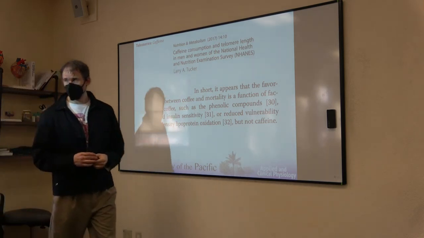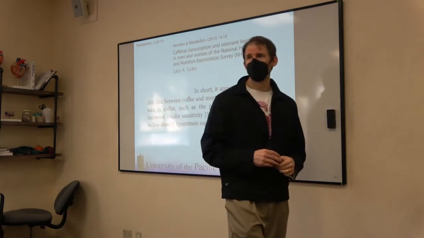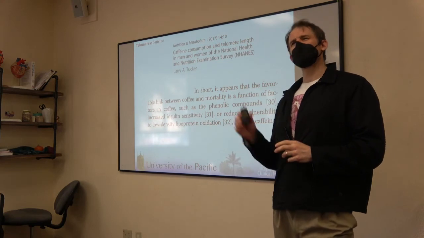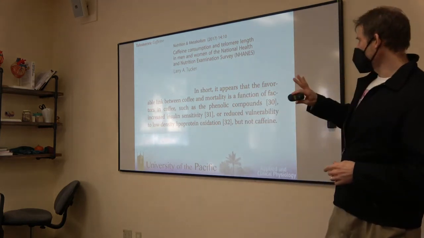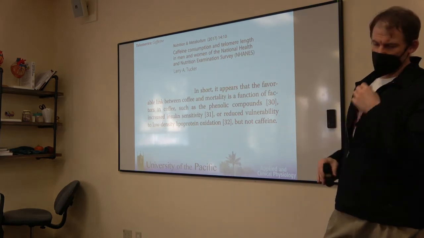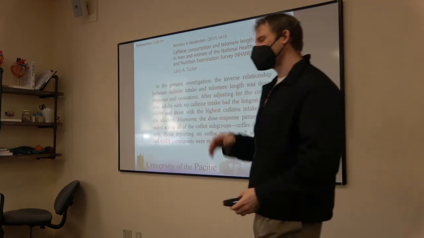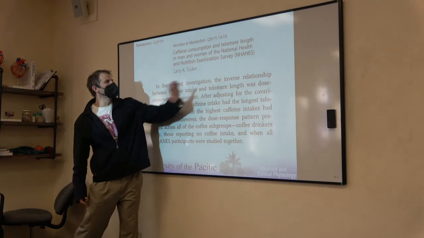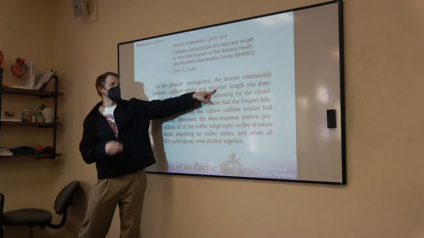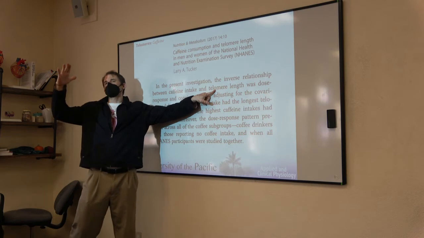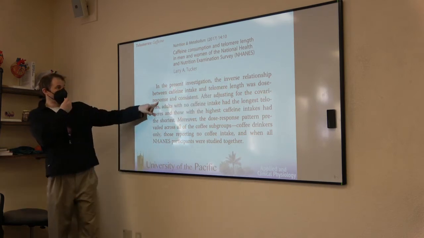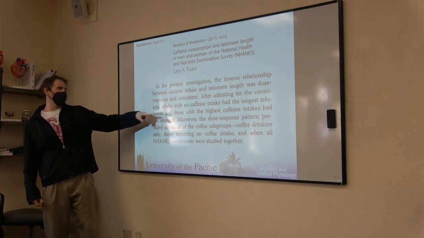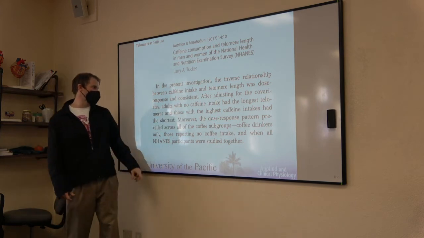Did they do any diagrams or models on the different age ranges? They might have looked at individual age groups, but this was just across the lifespan. There might be one here that comes close to answering your question. In the present investigation, the inverse relationship between caffeine intake and telomere length, so more caffeine associates with shorter telomeres, was dose response and consistent. After adjusting for the covariates, adults with no caffeine intake had the longest telomeres, and those with the highest caffeine intakes had the shortest.